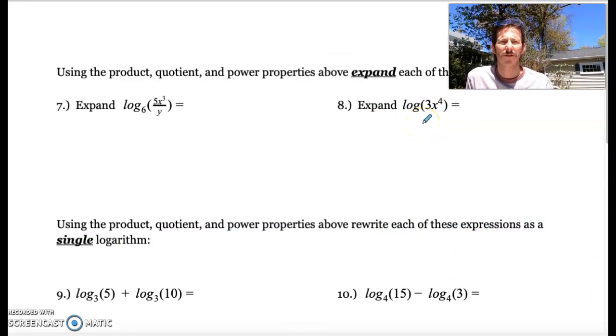You can't read these directions, but it says use the product, quotient, and power properties to expand. So the only thing I've done here extra is I've added powers in here.